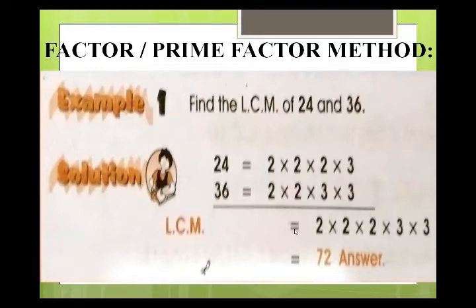Now you just multiply all these factors. Then you find the least common multiple. The answer is called the least common multiple. This method is called the factor method or prime factorization.